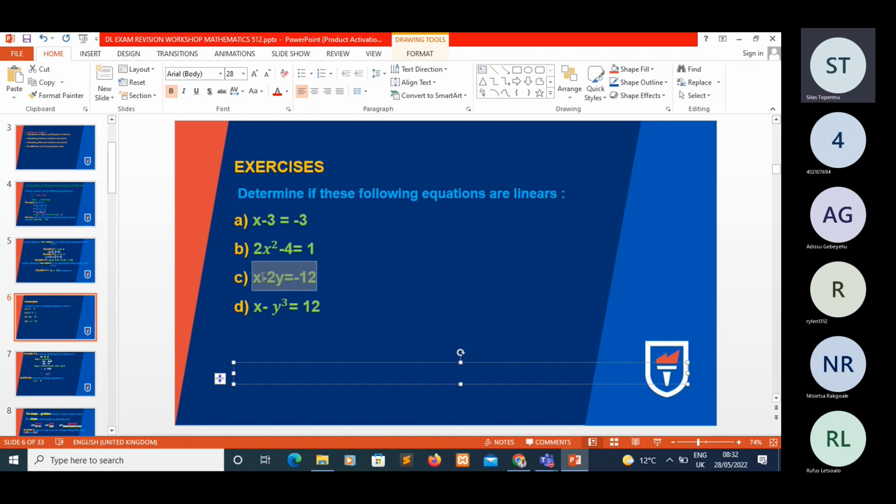Okay, I came to this one. I'll check my variable x. My variable x is to the power 1. Also, my variable y is to the power 1. So this equation qualifies to be a linear equation. It's a linear equation. So that's how you determine.